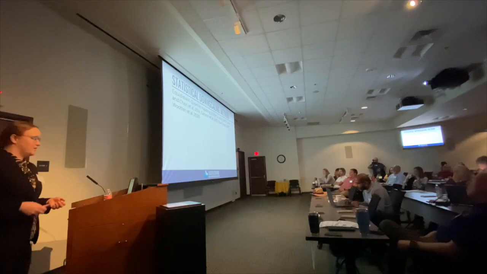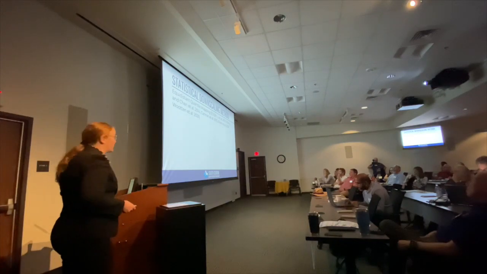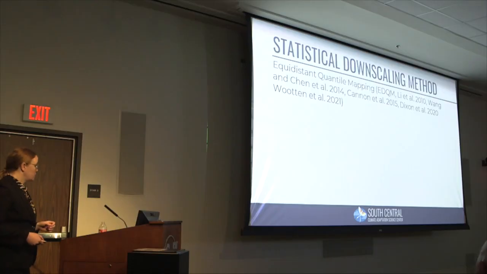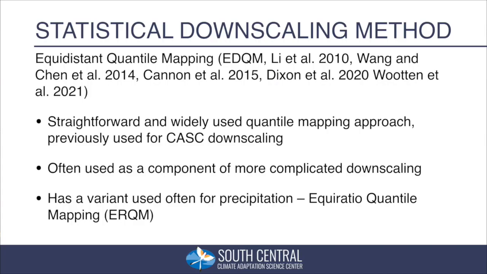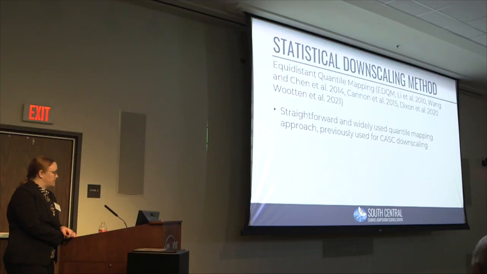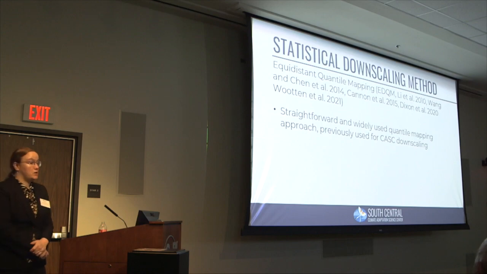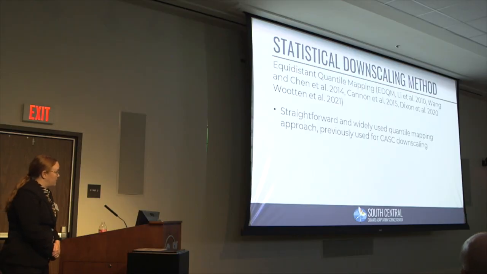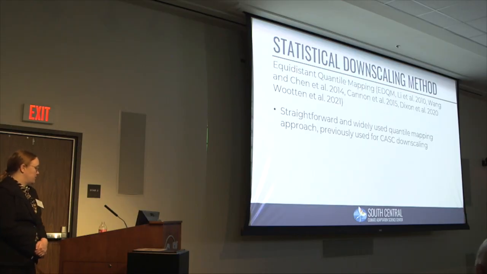Now, for the actual statistical downscaling itself, we chose to use what's called the equidistant quantile mapping method, or EDQM, as we'll talk about. And one of the reasons we used it is that it's actually straightforward and widely used. It's been well evaluated for situations like this already, so we knew it had some good use. And we actually had previously used it for the CASS region, so we do know it does perform generally very well in the CASS region itself. So we have a lot of confidence using it for this.